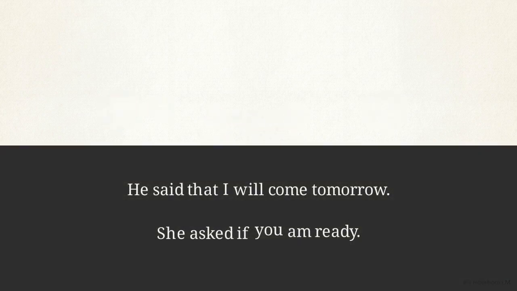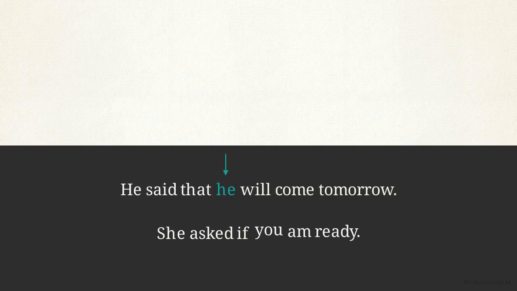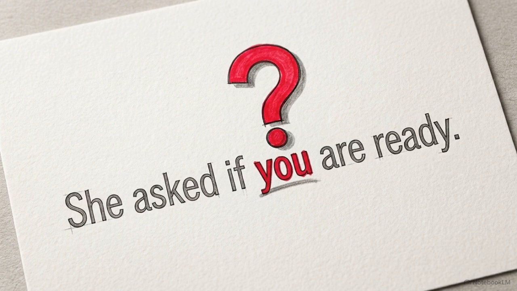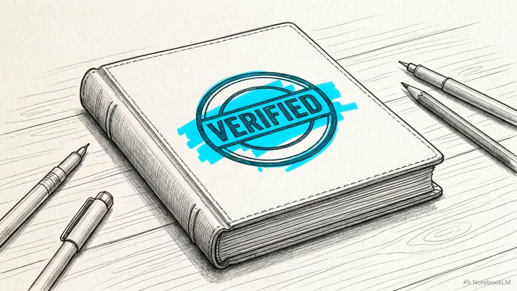Let's apply this to our workspace. In the first sentence, the speaker is male, so his I changes to he. In the second sentence, she was asking the question to me, so the you changes to I. Let's read the progress. We now have, he said that he will come tomorrow, and she asked if I am ready. Without this perspective shift, the second sentence would read, she asked if you are ready, which points the question at the wrong person. Proper pronoun alignment ensures the facts of the interaction remain accurate.